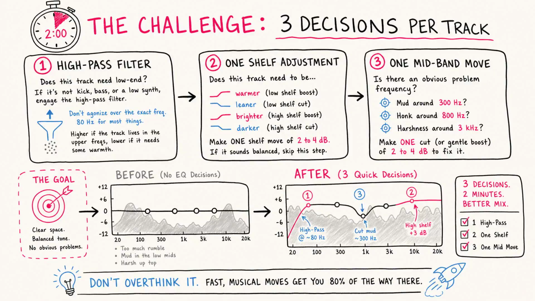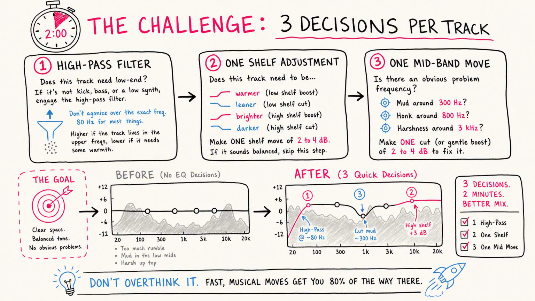Decision 2, one shelf adjustment. Does this track need to be warmer with a low shelf boost, leaner with a low shelf cut, brighter with a high shelf boost, or darker with a high shelf cut? Make one shelf move of 2 to 4 decibels. If the track sounds tonally balanced already, skip this step.